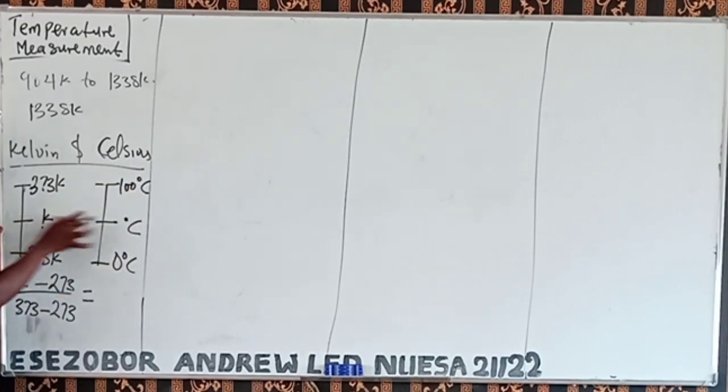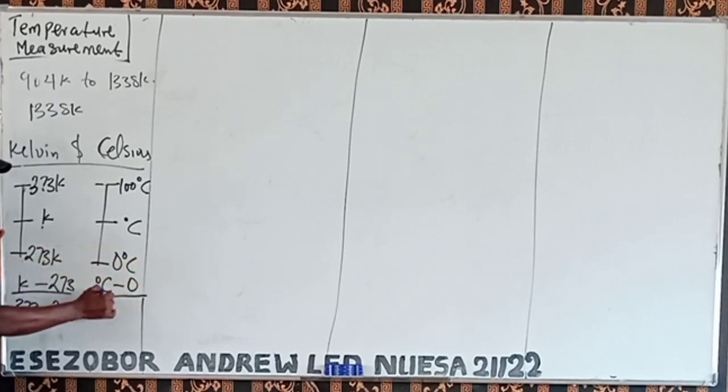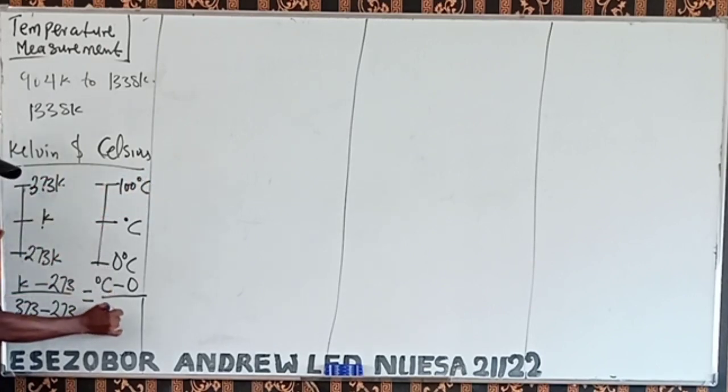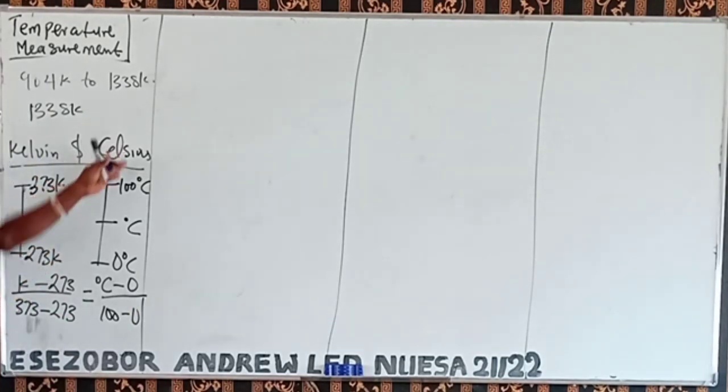Then this will be equal to the same thing here. I pick this center first, you pick the center here. The center is degrees Celsius minus 0, over the upper side: you pick 100 minus 0 again. That's it. The same thing you do here, you don't repeat it here. That's the interpolation.